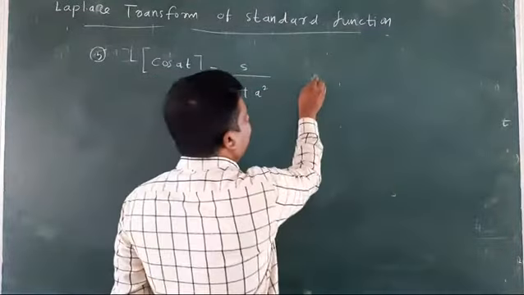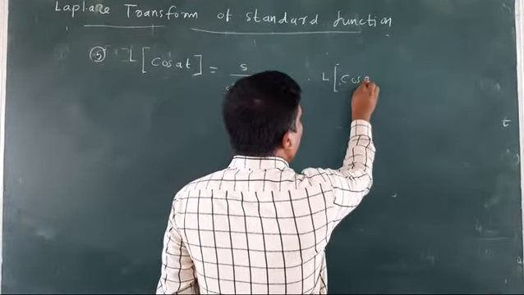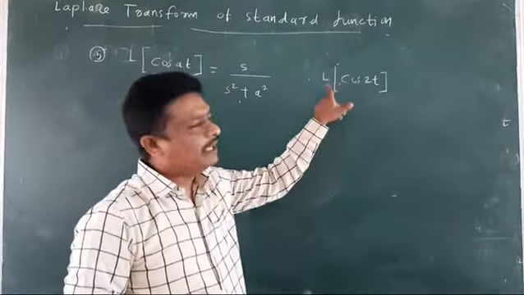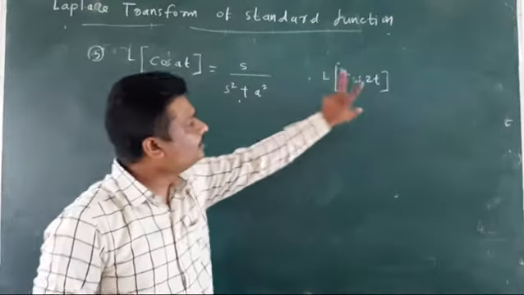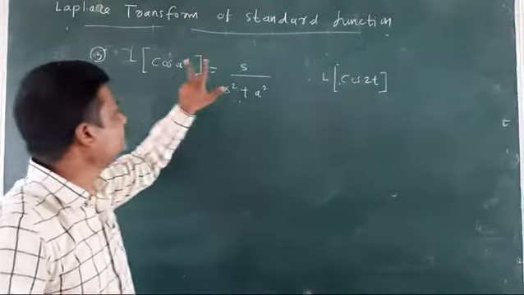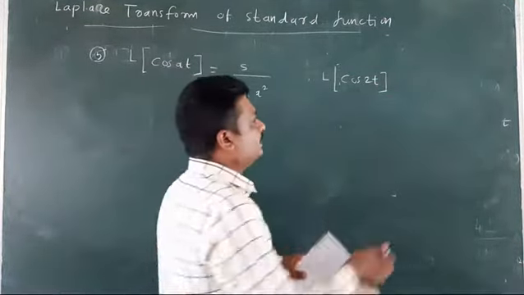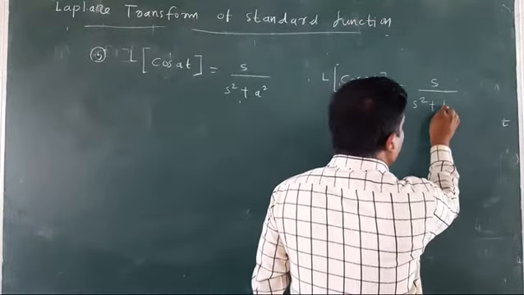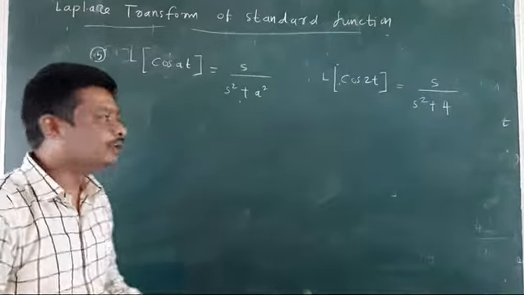So I will take a simple example here. Laplace transform of cos 2t. The question is here, find the Laplace transform of cos 2t. So again I will compare this function with the standard function. So the value of a is here 2. So I will get the answer as s upon s square plus 2 square, that is 4. So this is the formula number 5.